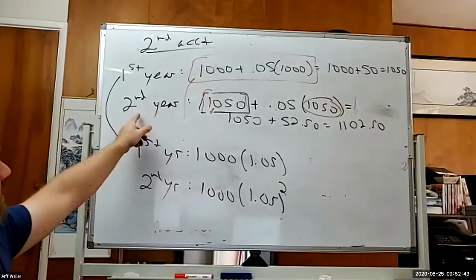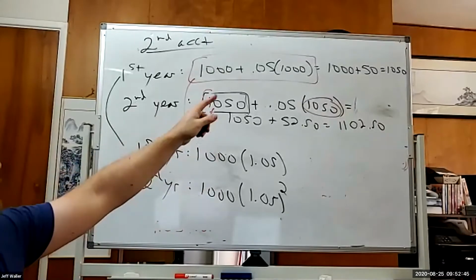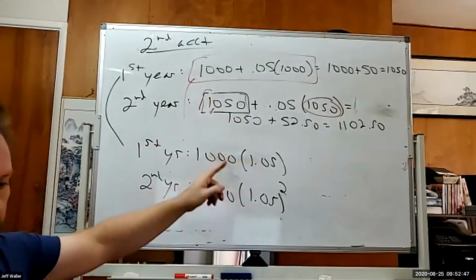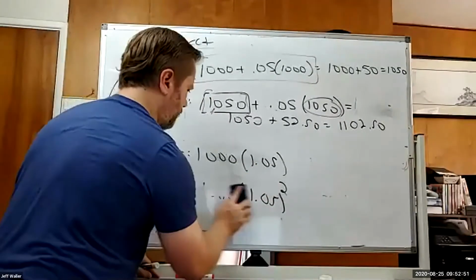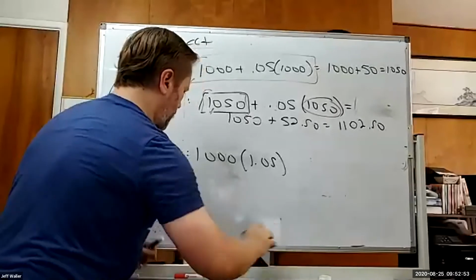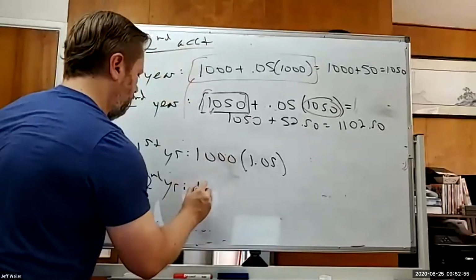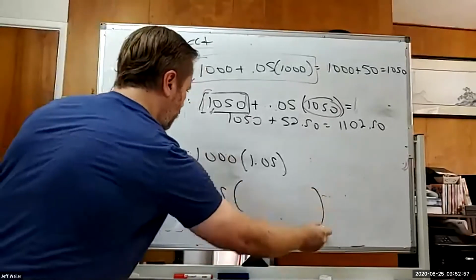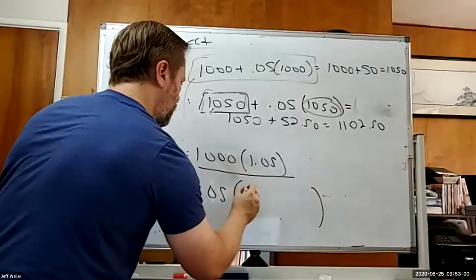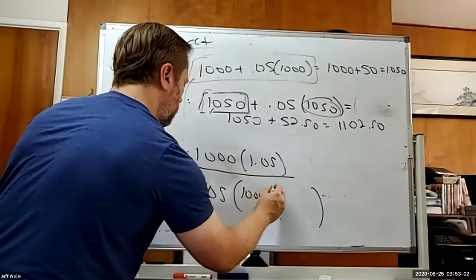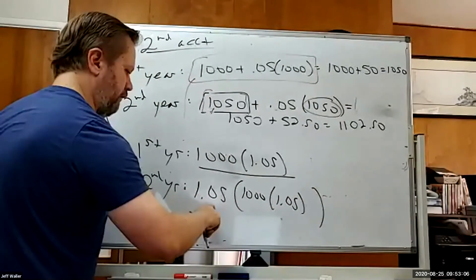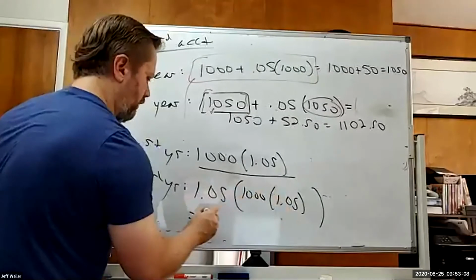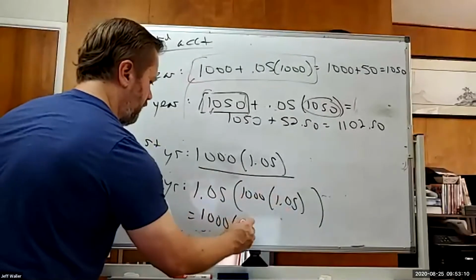Because what did the second year do? It applied 5% to the new thing. So let me make sure you guys really understand where this line comes from. I'm going to do 105% of where I am now, which is this. So what's a better way to write all this? Well, 1.05 times 1.05 is just 1.05 squared.